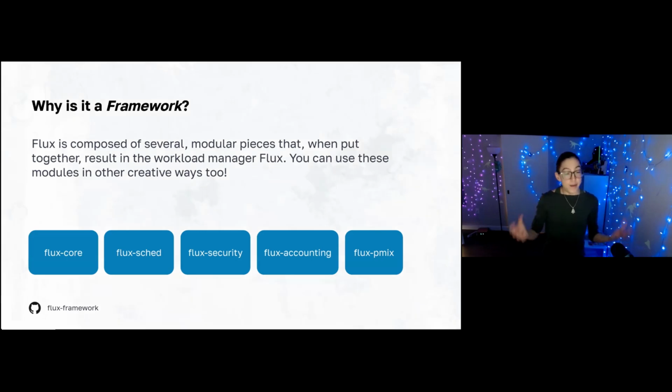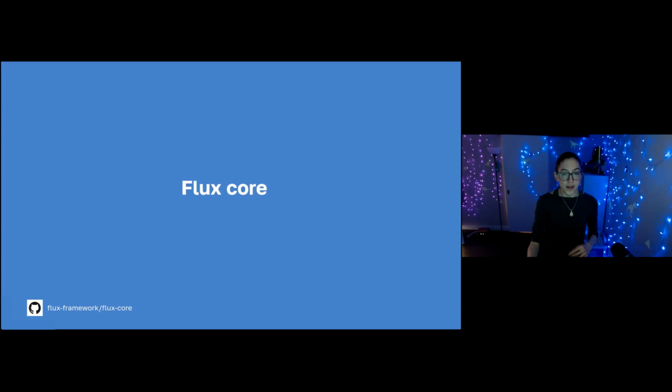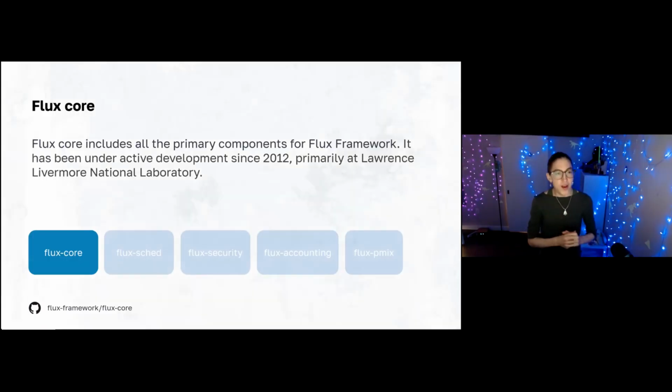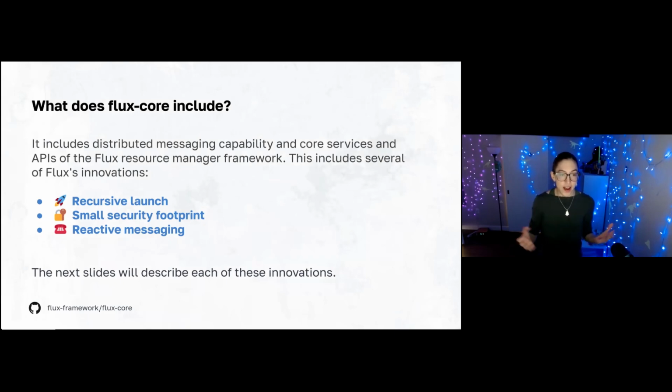It's a framework, as I mentioned, because many different projects assemble together into the workload manager known as Flux. Let's talk quickly about a few of those. I don't want to go into too much detail because we want to get to the tutorial, don't we? Yes, we do. So flux-core is the primary component of Flux Framework. This is the part that's been under active development since 2012. It has, color me surprised, several core components that can be generally summarized as recursive launch, a small security footprint, and reactive messaging. There's much more to it than that. I'm hugely simplifying this, but this is a very high-level talk. So let's talk about these a little bit.